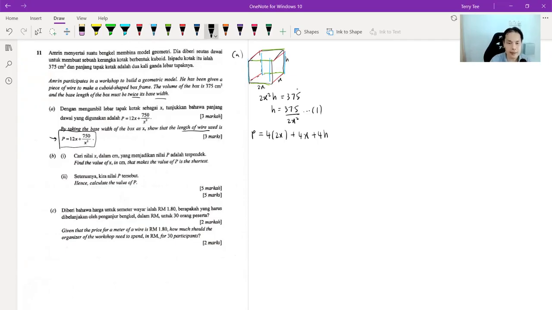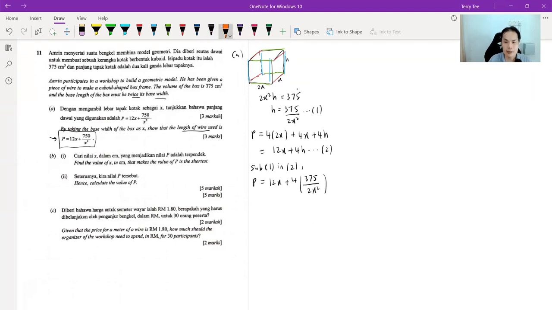So we can add this up. This is 8x plus 4x is 12x plus 4h. And that will be equation number 2. Remember, every time you have two unknowns, h and x in this case, you always have to form two equations. And we need to substitute equation 1 inside equation 2. By substituting h inside, you notice your h is 375 over 2x squared, right?